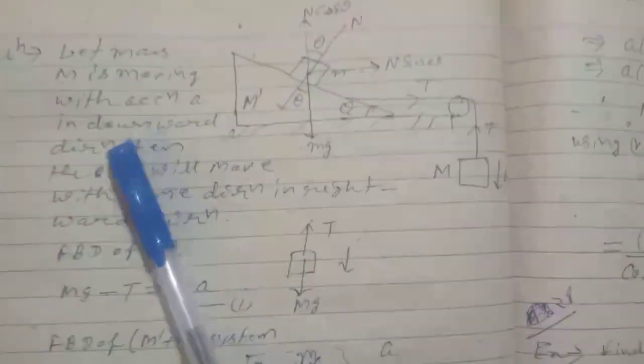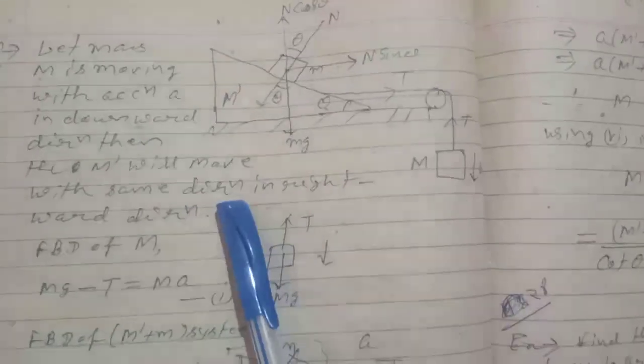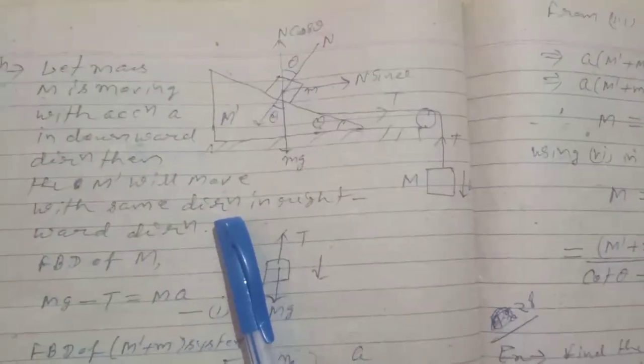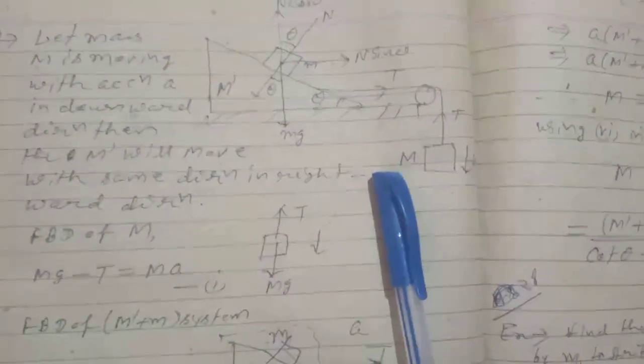Let mass m be moving with acceleration A as shown in the figure. With acceleration in the downward direction, then the m dash block will move with the same acceleration in the rightward direction.